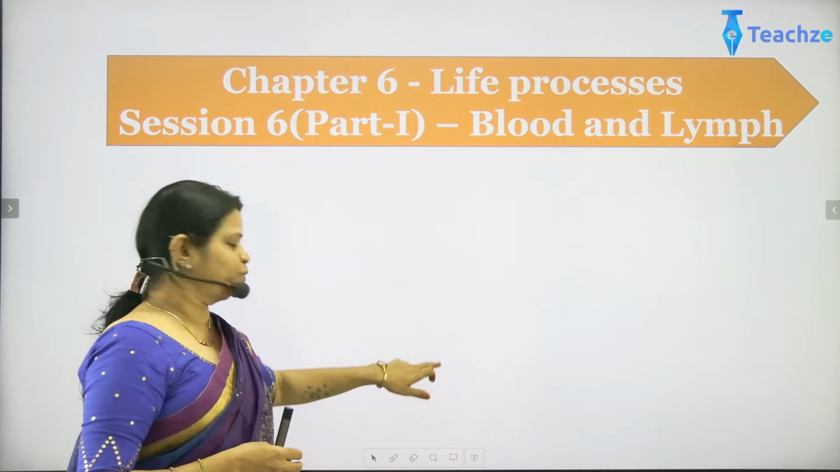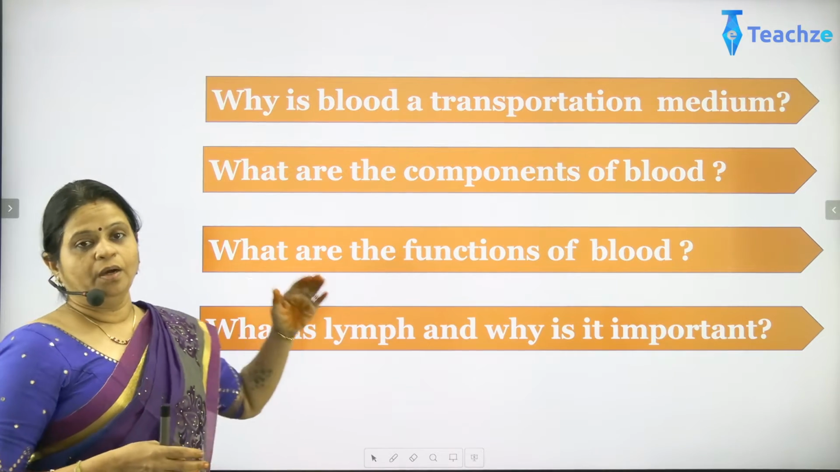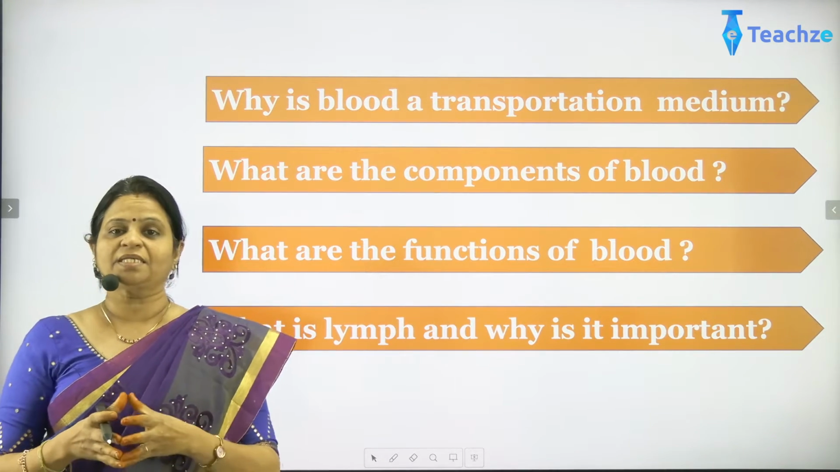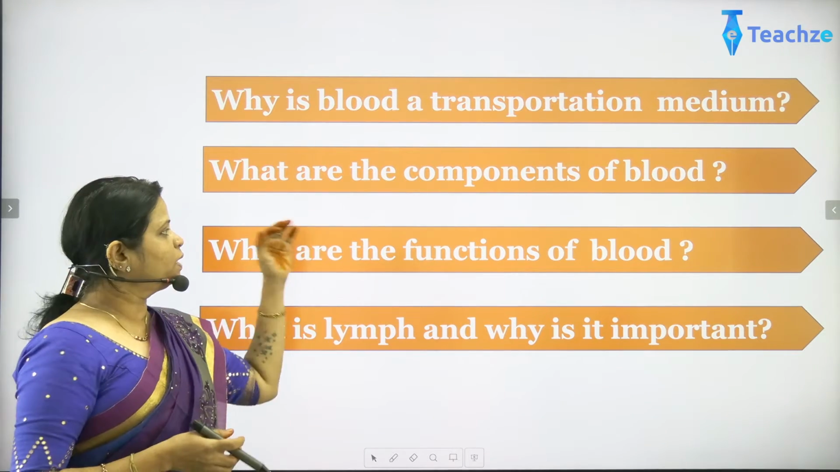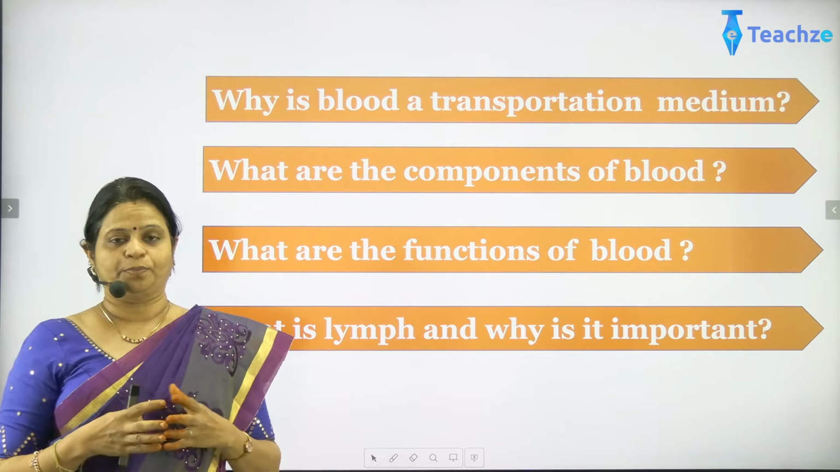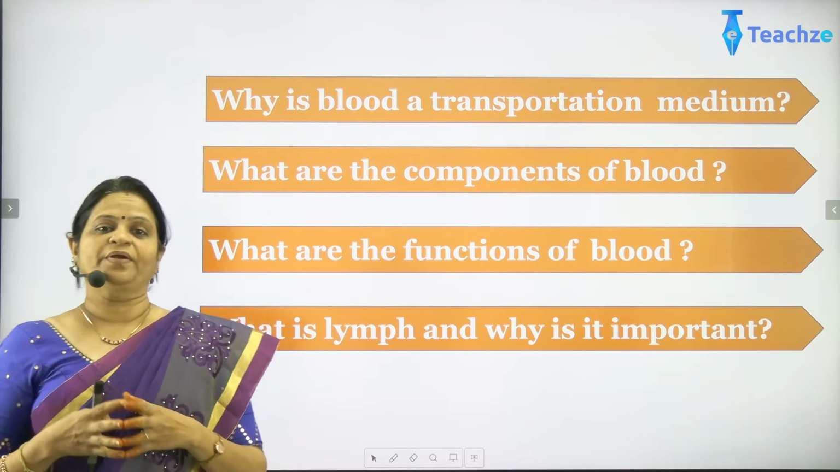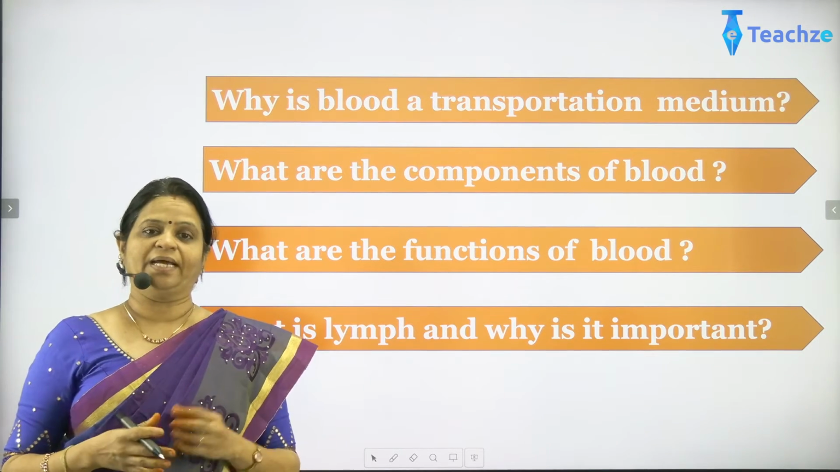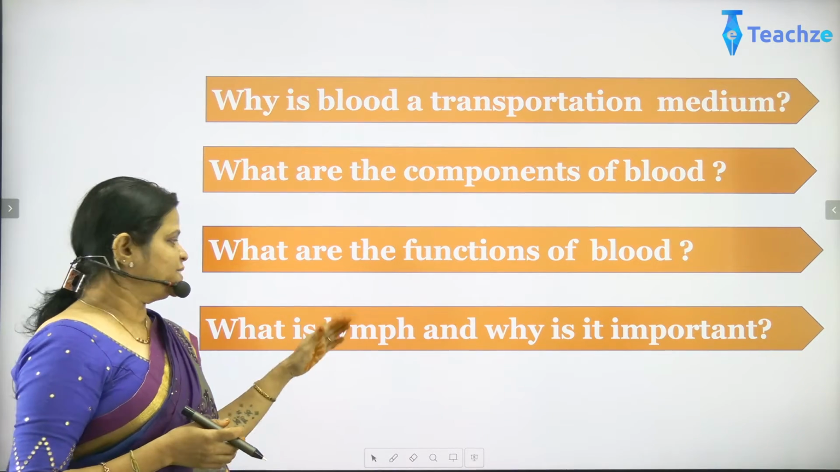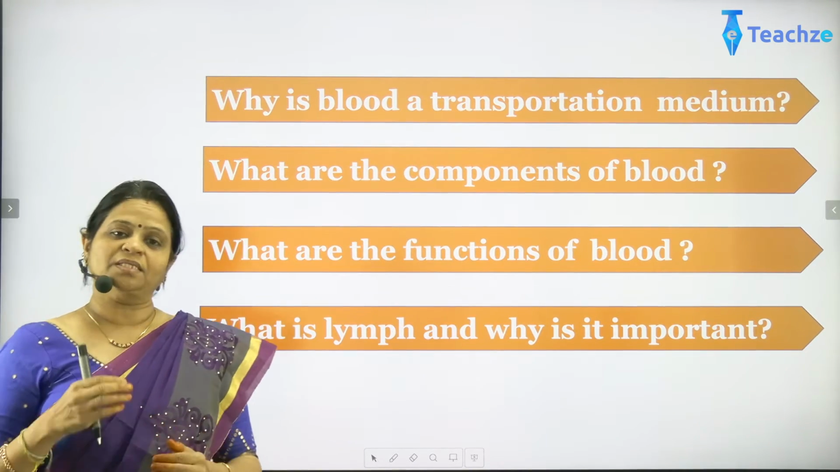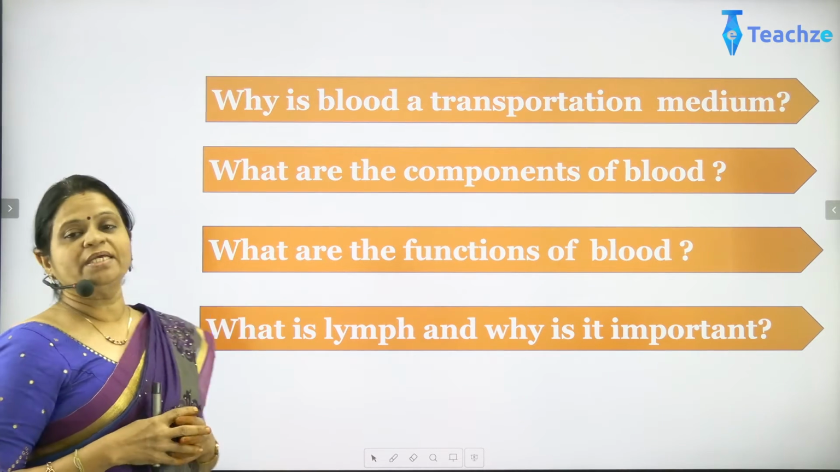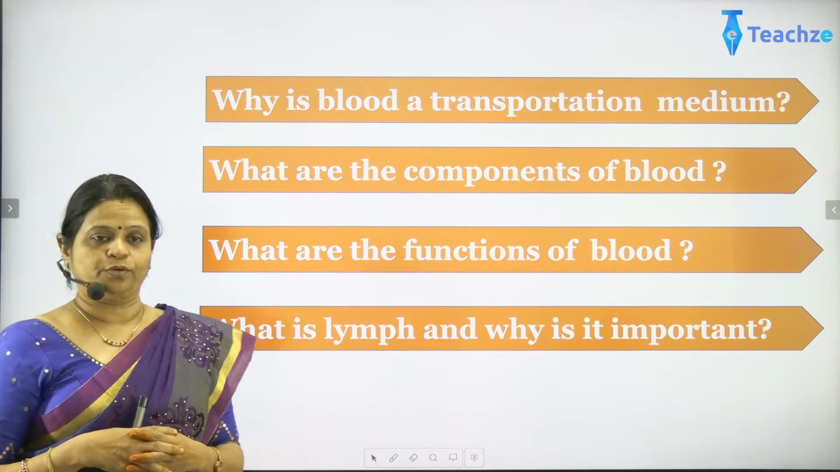What are the subtopics we are going to take up today? The first one will be why blood is a transportation medium. Why do we only have that? And what are the components of blood? What exactly is blood made up of? And what are the different functions of blood? Apart from that, there are some known functions of blood. Now, what exactly is lymph and why is it also important as a part of the circulatory system? All these will be the subtopics covered today.